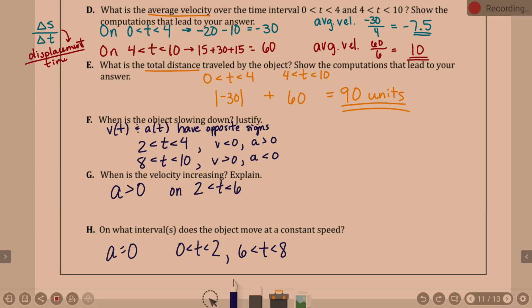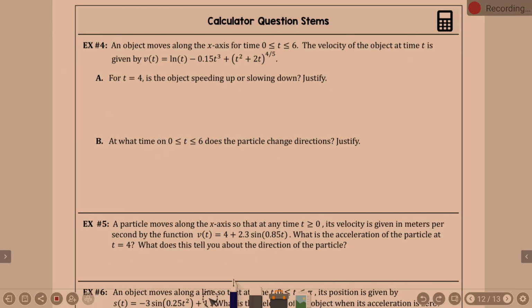Grab your calculators. Page 2. An object moves along the x-axis for time 0 to 6. The velocity of the object at time t is given by v of t in that formula. Thus, it is a calculator active problem.